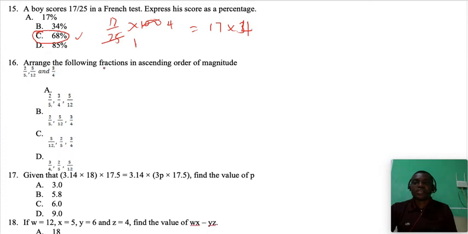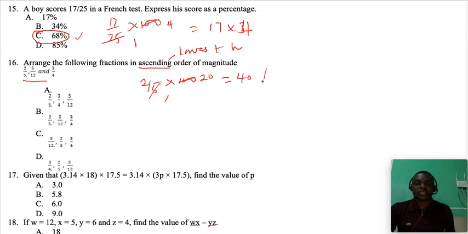Question 16. Arrange the following fractions in ascending order of magnitude. Ascending means lowest to highest, and descending is highest to lowest. So from the lowest to the highest. The easiest way is to find the LCM or use percentage. Here, let's use percentage. So 2 over 5 times 100. 5 cancels into 100 to give 20. 20 times 2 is 40%.